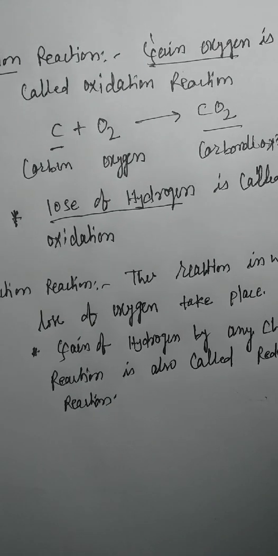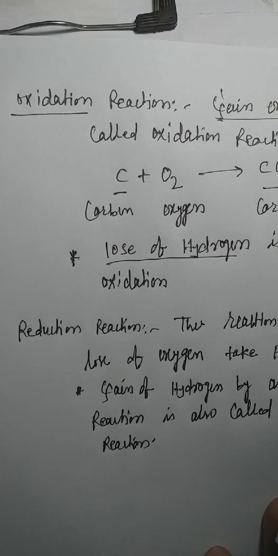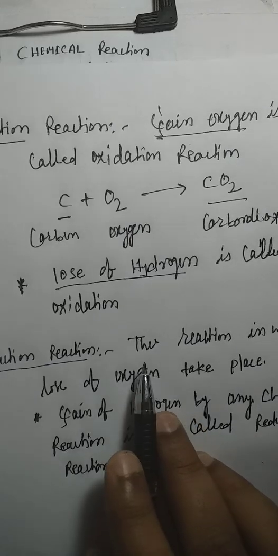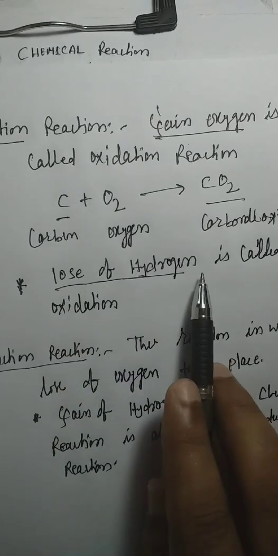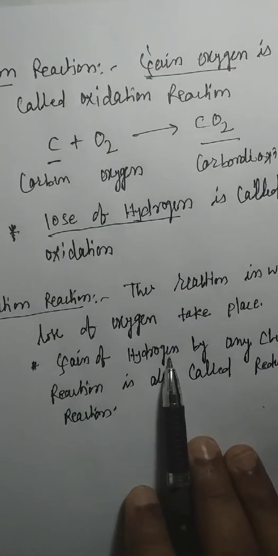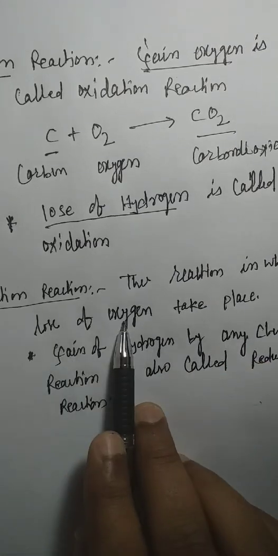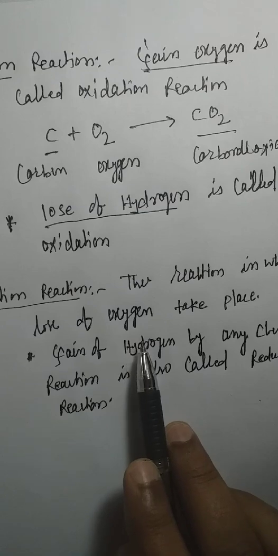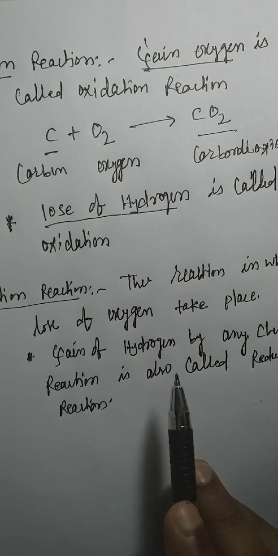Whenever you go for higher study, we will also discuss oxidation and reduction reactions further, right? But now you keep in mind: oxidation means they are gaining oxygen or losing hydrogen, and reduction means some reaction has loss of oxygen or gain of hydrogen. This way you have to memorize the reactions called oxidation and reduction respectively.